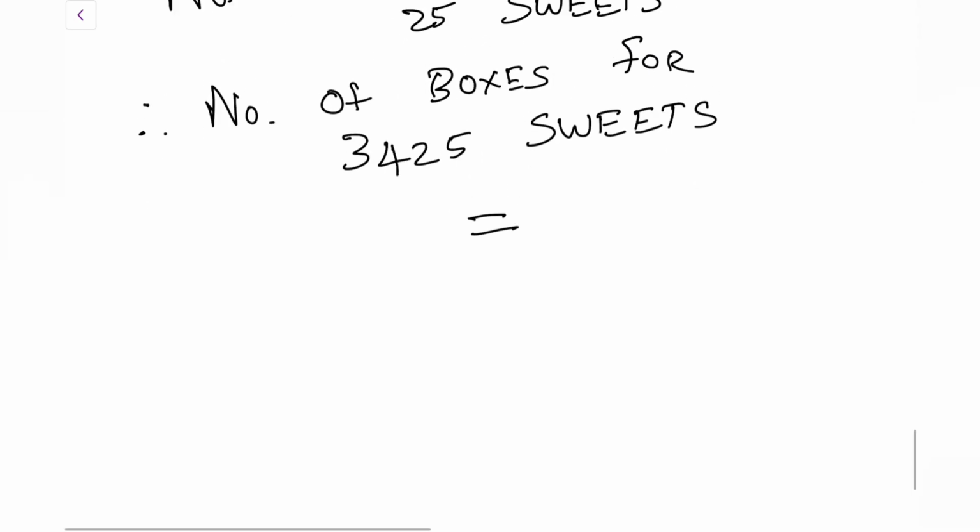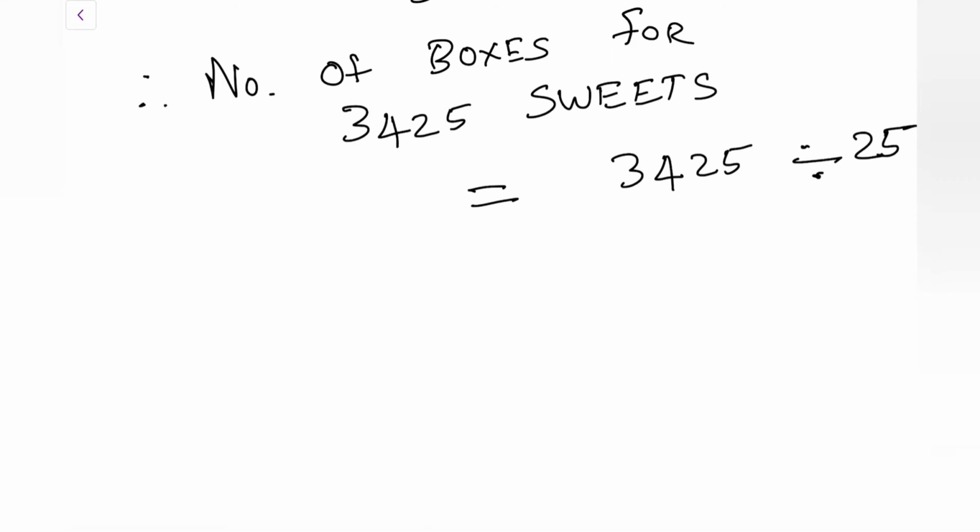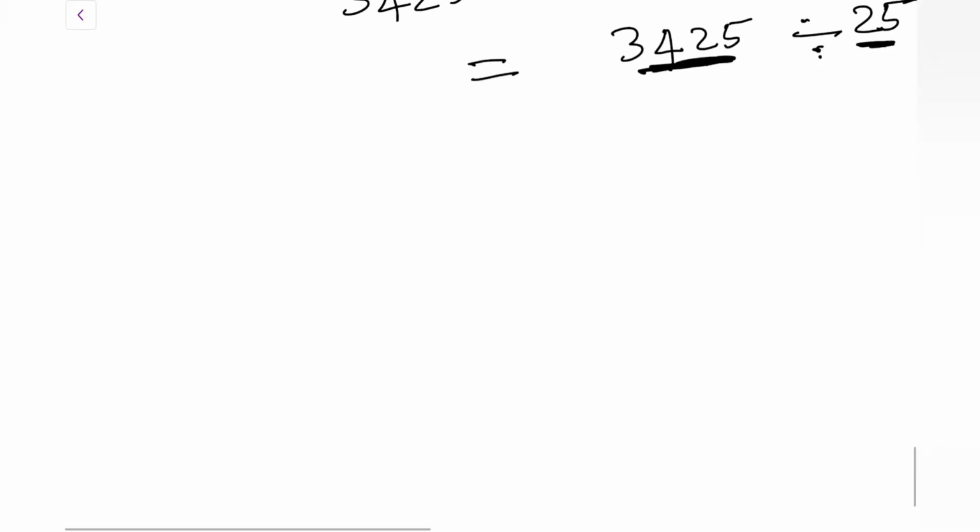So you need to divide these sweets, 3,425 sweets, you have to divide it by 25. Alright, that's how you can find how many boxes are needed to pack 3,425 sweets. That's because 25 sweets can be packed in one box. So 3,425 sweets can be packed in 3425 divided by 25. Now it's a straightforward division problem. Let's do that.